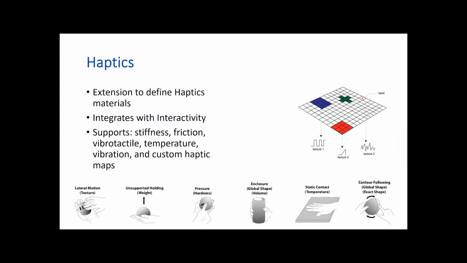And finally, haptics was added. So haptics materials, and haptics as an action in an interactivity setup, where you can trigger some haptic feedback. For instance, if you touch or come in proximity of a wall or things like that. And this covers a wide range of haptic concepts or feedback like stiffness, friction, temperature, vibration, and so on. So that has also been defined recently.